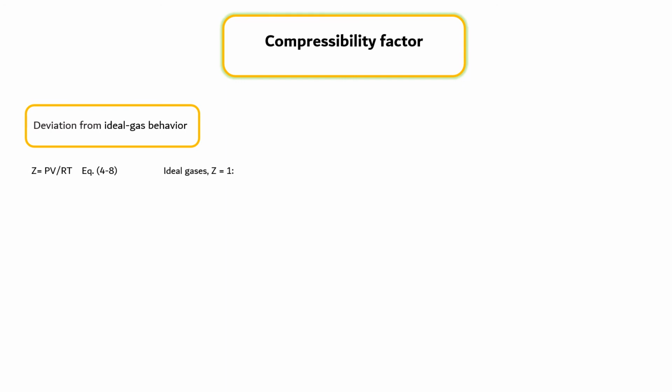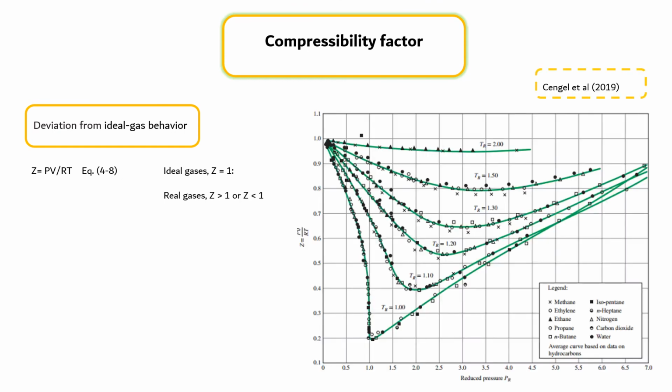Obviously, Z equals 1 for ideal gas, whereas for real gas, Z can be greater than or less than unity. The farther away Z is from unity, the more the gas deviates from the ideal gas behavior. The compressibility factor for various gases are shown in the right figure.